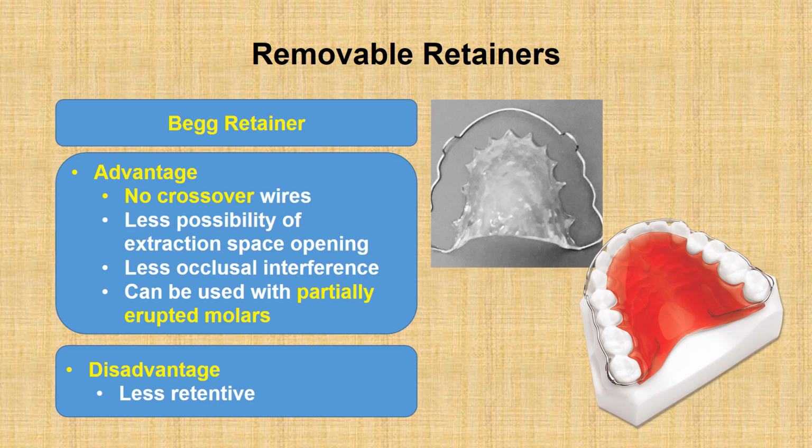Now the advantage of the Beck retainer, again, is there is no crossover wire. Therefore there's less possibility of the extraction space opening up. Because of no crossover of the labial bow as well as no Adams clasp, there's less occlusal interference, and it can also be used with partially erupted molars. The disadvantage is it is less retentive compared to a standard Hawley.